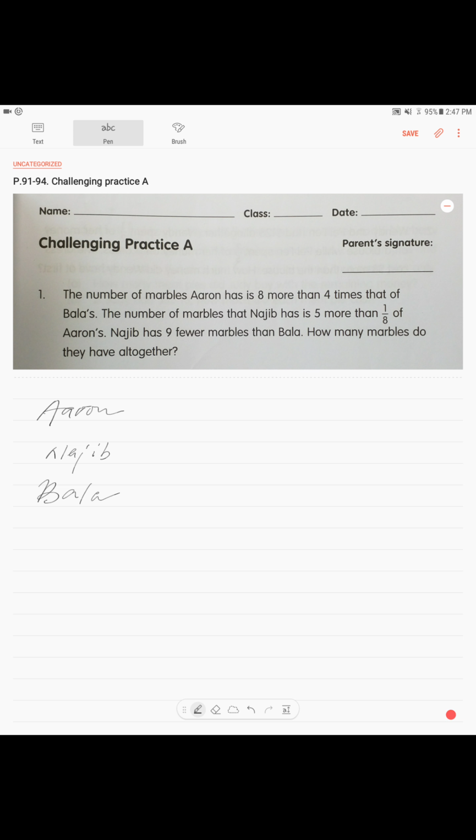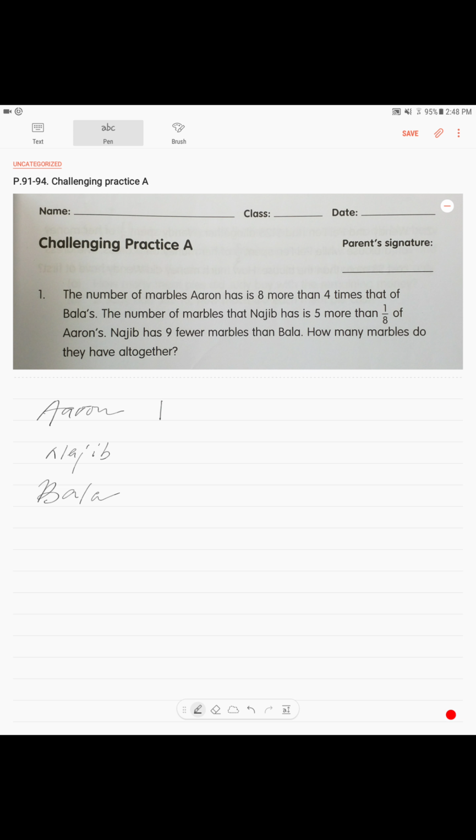And they tell us the number of marbles that Najib has is 1/8 of Aaron's. Intuitively, when you see a fraction like 1/8, you need to think that this is kind of a hint. This denominator is a hint. You need to think of the units of 8, right? There should be 8 units. Now, who has the biggest part? The biggest part is Aaron, right?